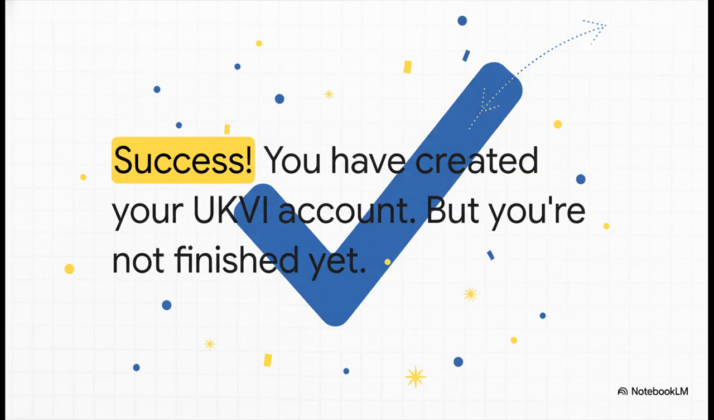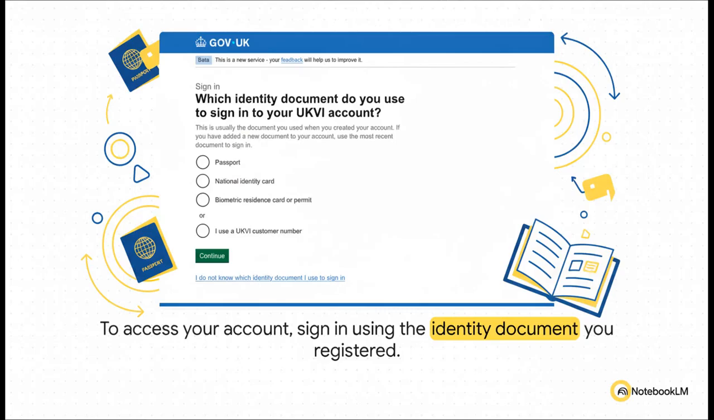And success! Once you hit that button, you have officially created your UKVI account. So congratulations! But we're not quite finished. Now we have to actually link your visa to it. So, to get back into your brand new account, you'll start the sign-in process. It's just going to ask you which identity document you used when you created the account, which for most of us is going to be our passport.